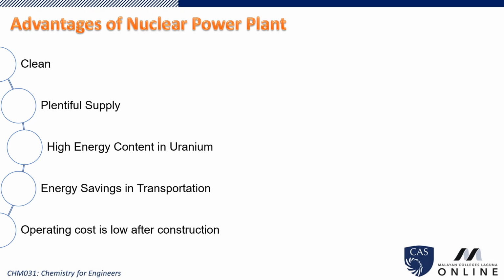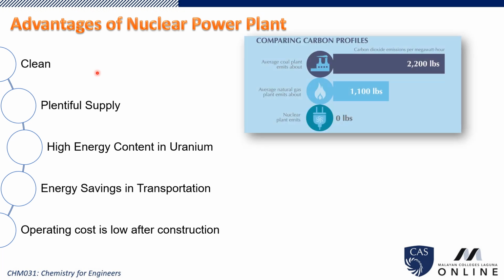Now, what are the advantages of using a nuclear power plant? Number one, it is clean. If we compare the carbon profiles, that means the production of carbon dioxide, we'll see that a coal plant would produce around 2,200 pounds, while the average natural gas plant would produce 1,100 pounds, while for nuclear power plants, it's only zero. So that means this nuclear power plant is relatively clean because we all know that carbon dioxide is a greenhouse gas that would trap heat, causing global warming.